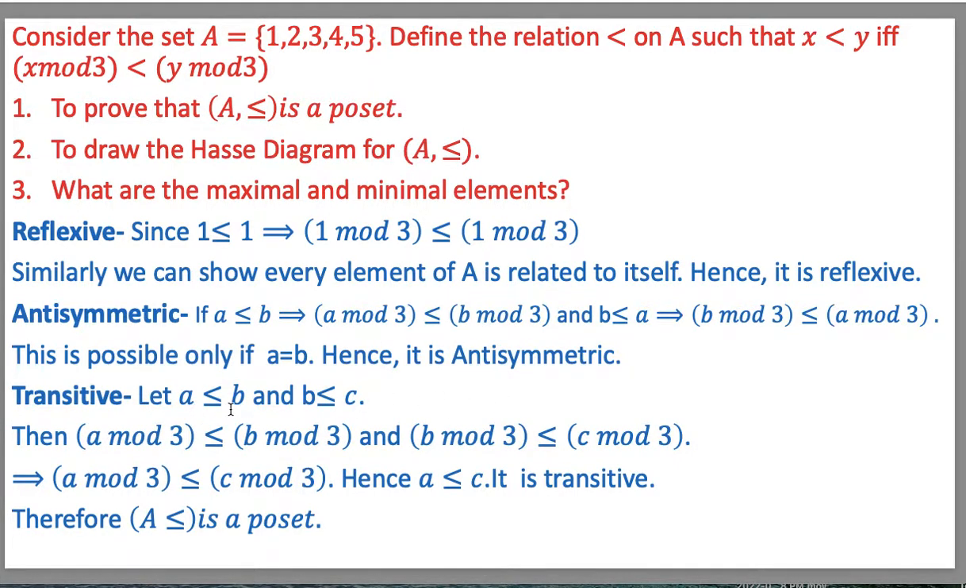Suppose A is related to B, it means A mod 3 is less than or equal to B mod 3, and B is related to C, it means B mod 3 is less than or equal to C mod 3. Then A mod 3 is less than or equal to C mod 3. Hence A is related to C. That is, it is transitive. Therefore, A with this relation is a poset.